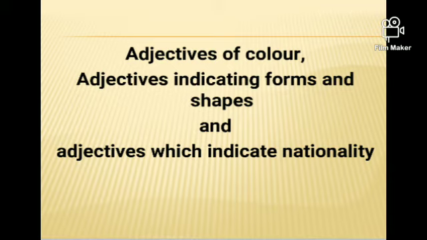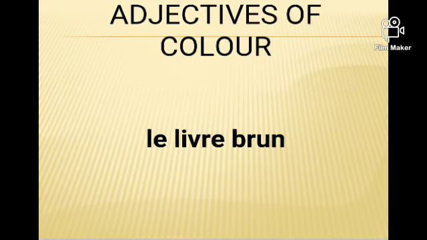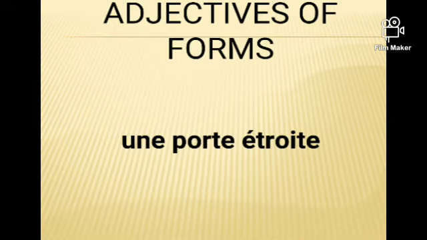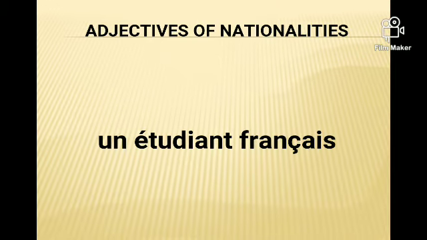Adjectives of color, adjectives that indicate form and shape, and adjectives that indicate nationality are placed after the noun. Adjectives of color is les adjectifs de couleur in French. For example, le livre brun means the brown book. Adjectives of form is les adjectifs de forme in French. For example, une porte étroite, which means a narrow door. Adjectives of nationality is les adjectifs de nationalité in French. For example, un étudiant français, which means a French student.